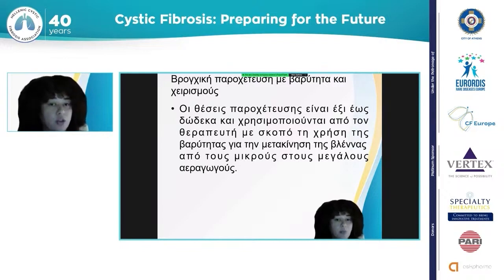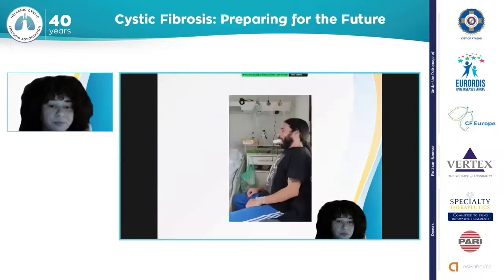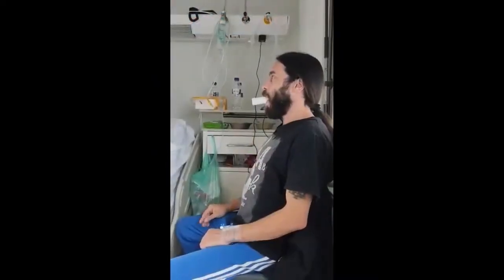Bronchial drainage with gravity and manipulations. There are 6 to 12 positions and gravity is used to move the mucus from small to big air ducts. The patient is placed in a lateral position. I have a very nice video, all the techniques together.